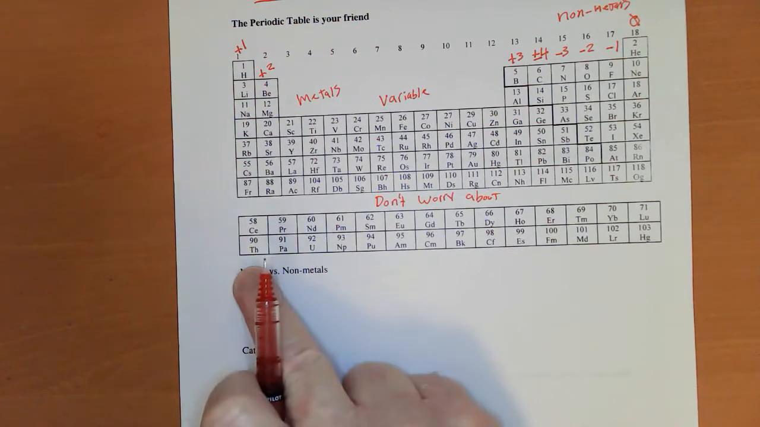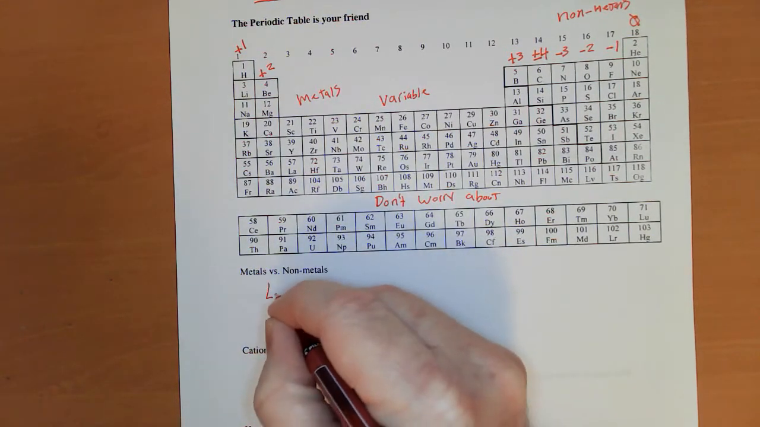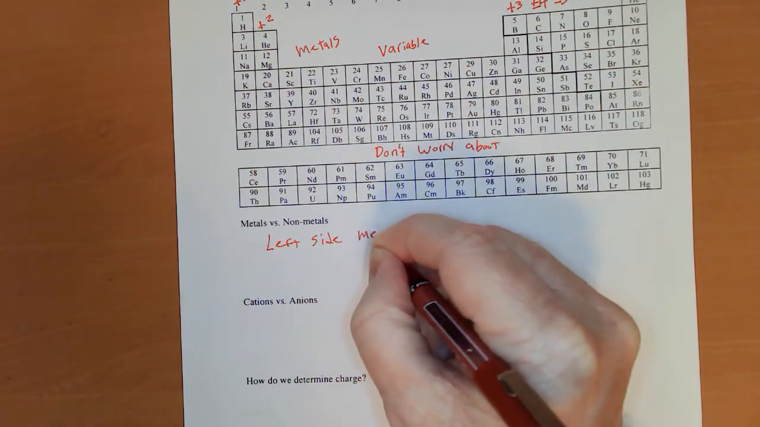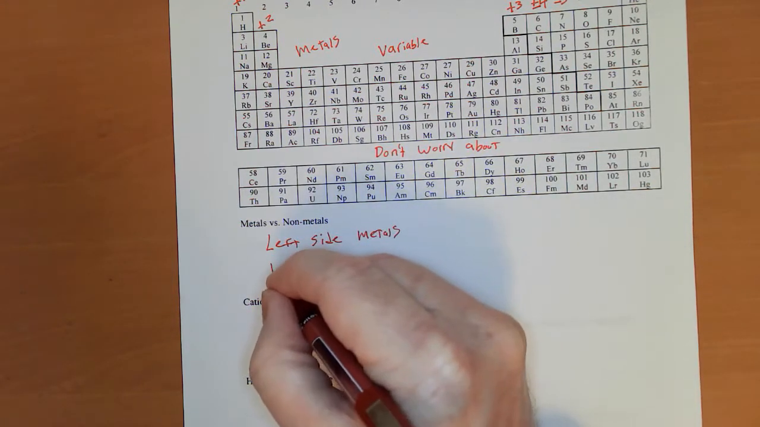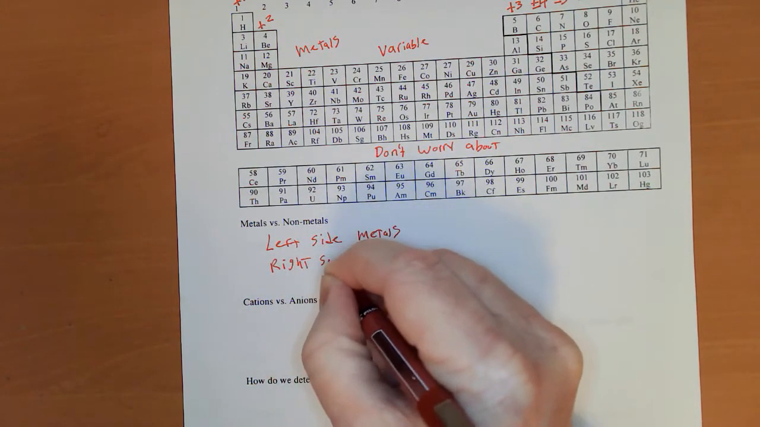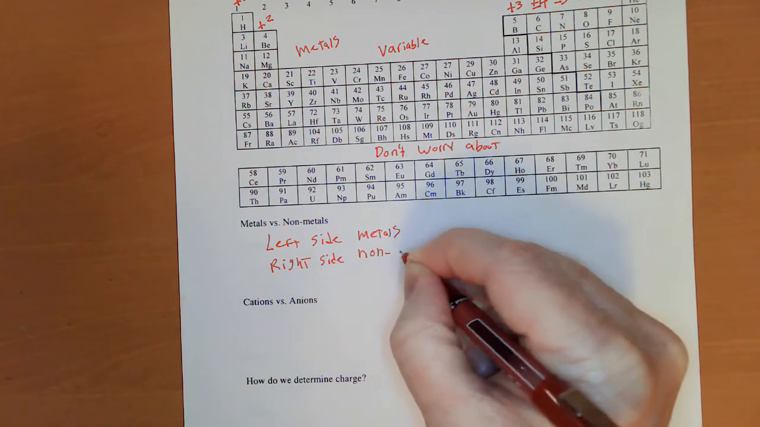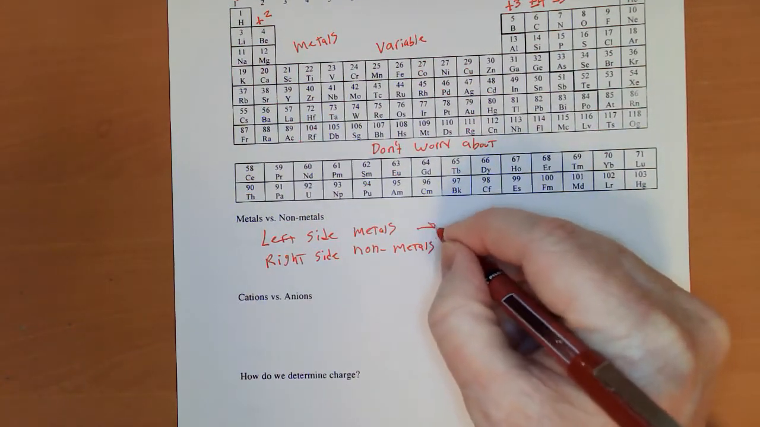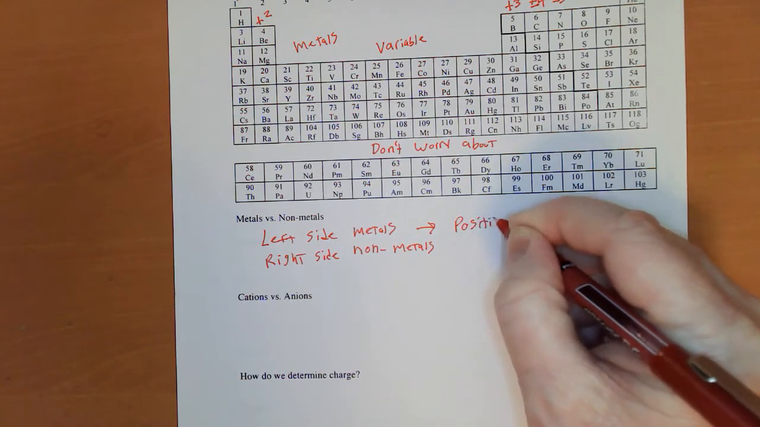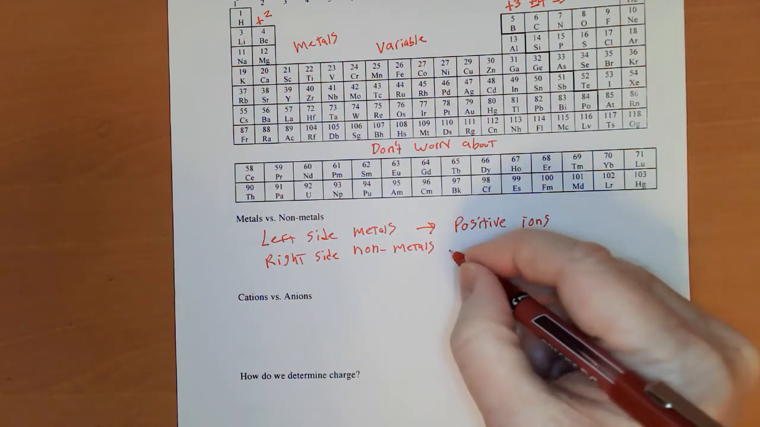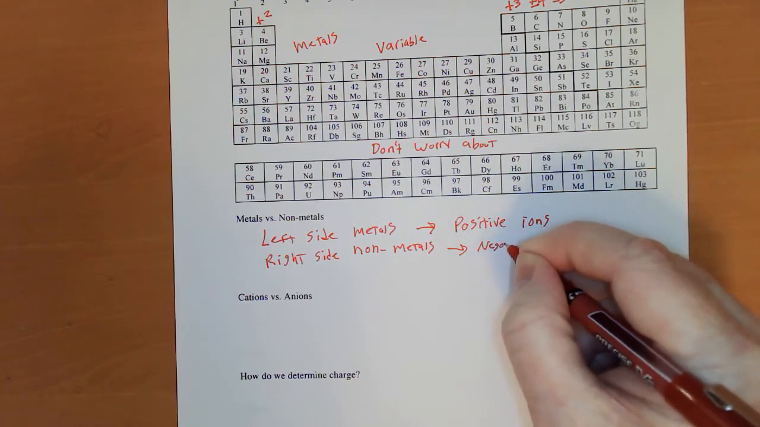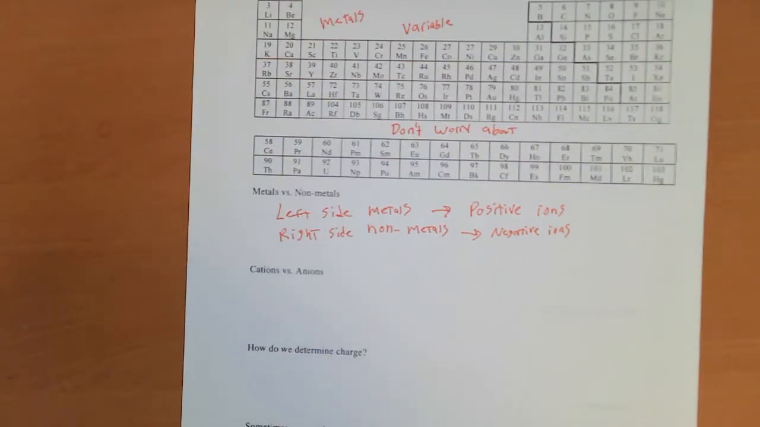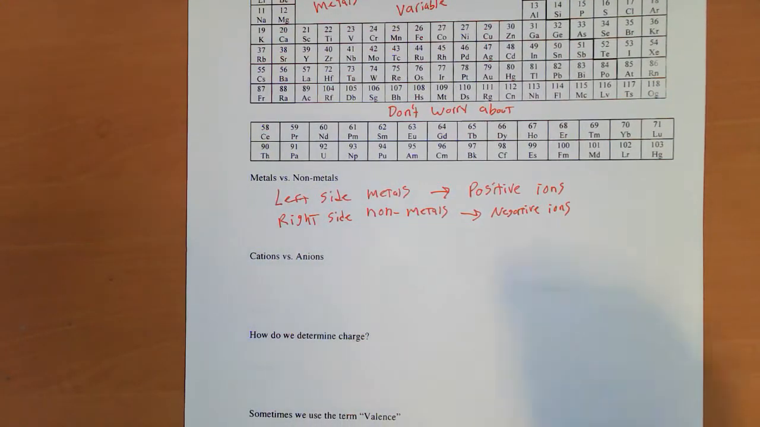All right, so now, the metals versus the nonmetals, the left side will be the metals. The right side, the nonmetals. Now, the metals tend to form positive ions, and the nonmetals tend to form negative ions. All right?